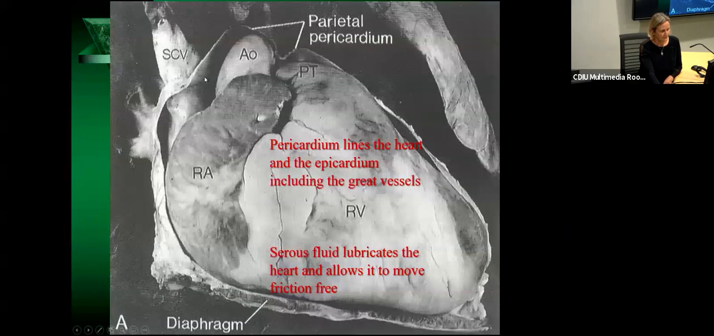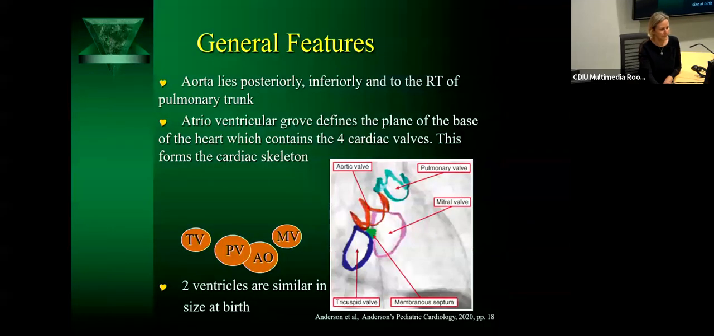We also know that the heart is lined by the epicardial space, and there's some serous fluid that lubricates the heart and allows it to move friction-free. And we know if fluid builds up within the pericardial space, then we end up with a tamponade picture. And remember, with tamponade the heart is being compressed and it becomes tachycardic because it can't fill properly and give a good contraction.